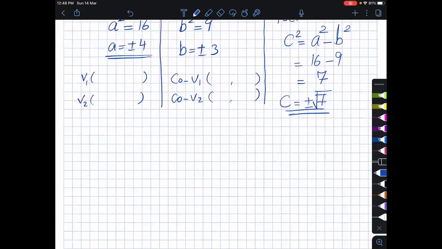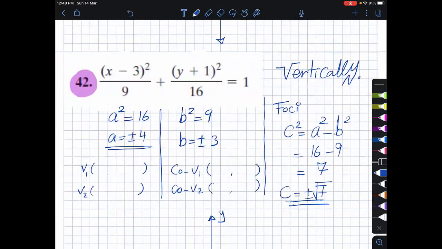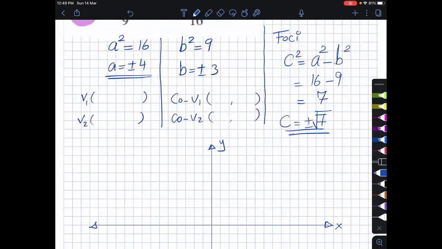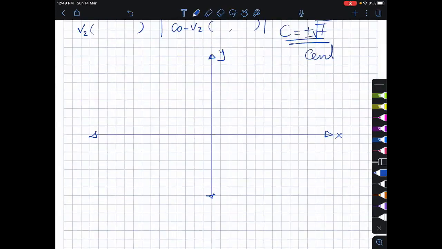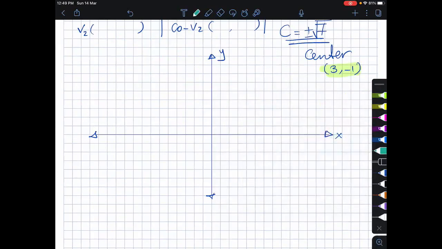Okay, let's go. I will draw the coordinate plane and see where the center is. What's the center first? Look at the question: h is 3 and k is negative 1. Take the opposite signs. So my center is at (3, negative 1). Move 3 units right and 1 unit down. So this is your center.